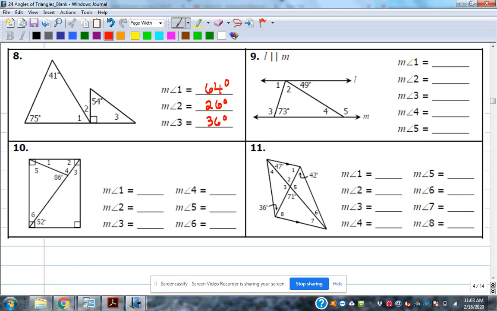Pretty nice. Ooh, number 9 has parallel lines in it. Excited to use things we should know from the past. Everybody knows everything about parallel lines, right? All right. Well, let's see if we can figure some stuff out. We got 5 angles to find in this one.